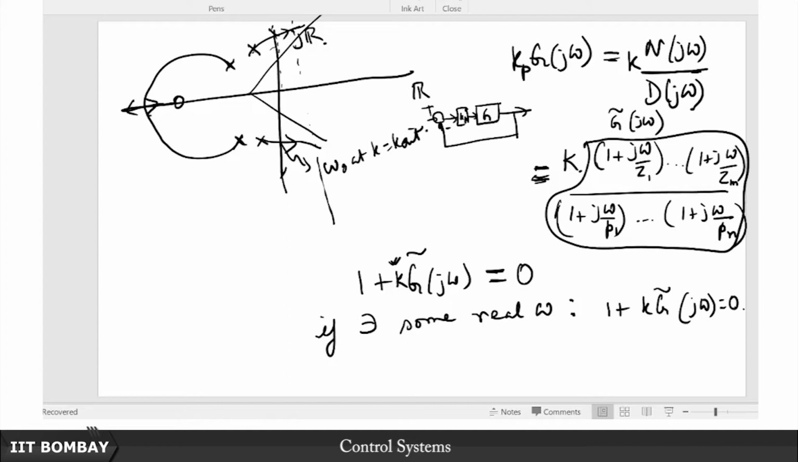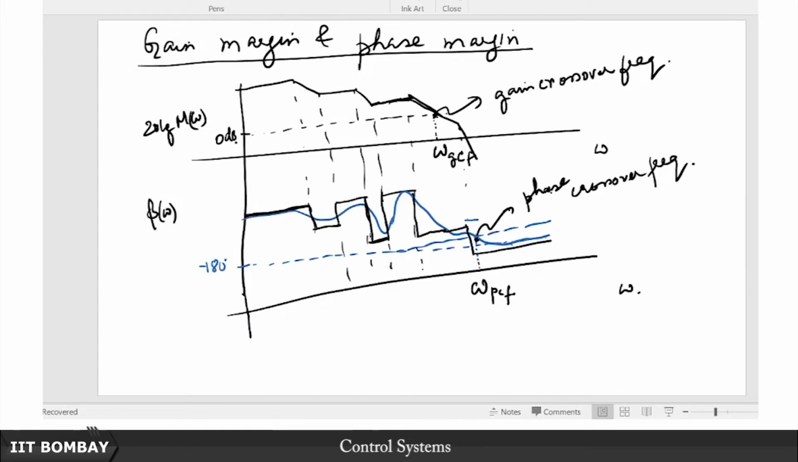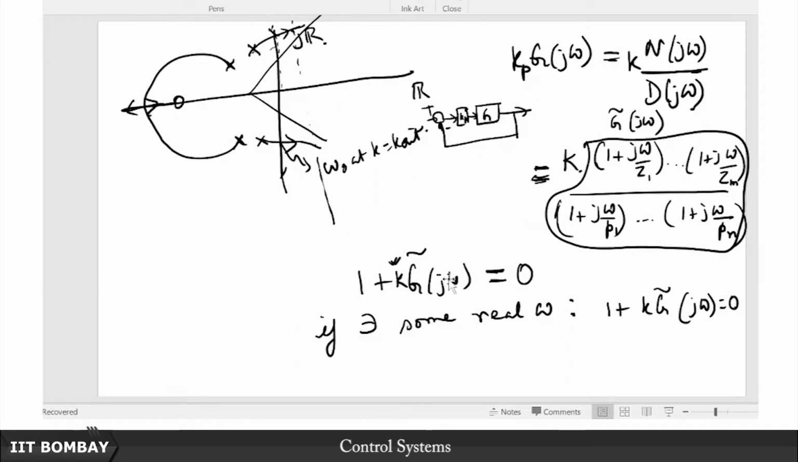If I apply the Routh-Hurwitz criteria, I will figure out that that is exactly the critical value of k, beyond which the system will go unstable. Now, you might wonder what has all this got to do with this Bode plot, but remember that when we are writing this in g j omega form, this has a very nice Bode plot interpretation.